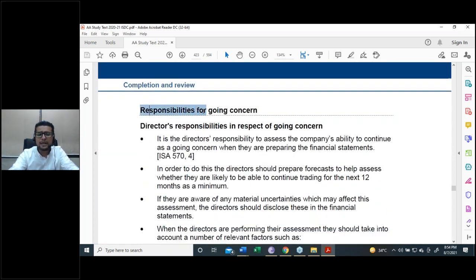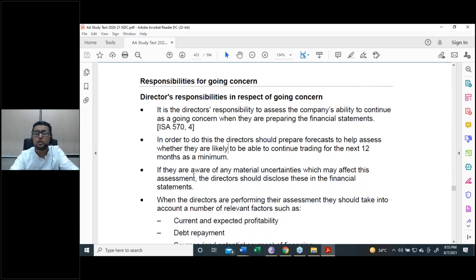What's the responsibility with respect to going concern? There are two responsible parties. Number one, directors, and they are responsible to make sure that the company is a going concern, and they need to evaluate it, and once they are confident that the company is a going concern, at least for the next 12 months, they are going to prepare the financial statements according to going concern basis.